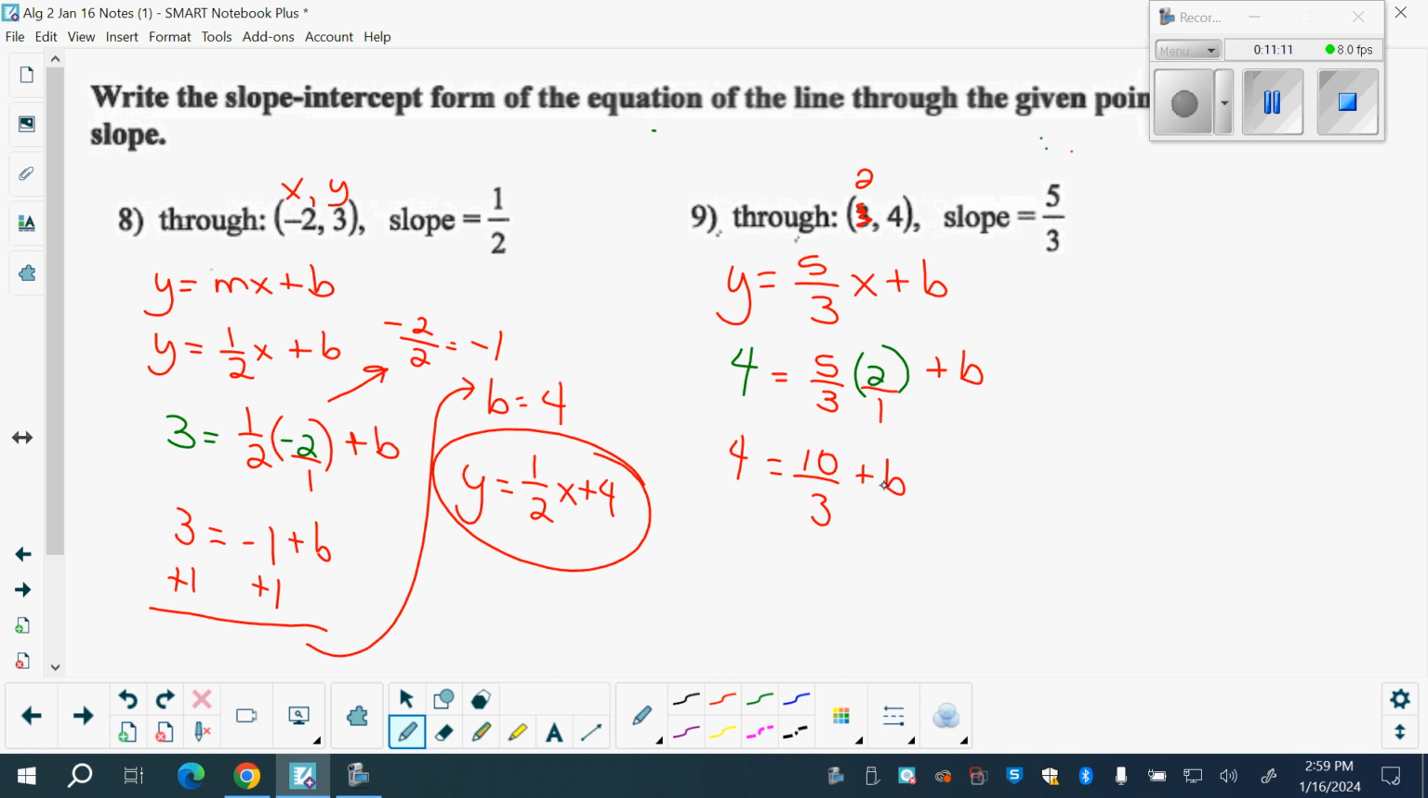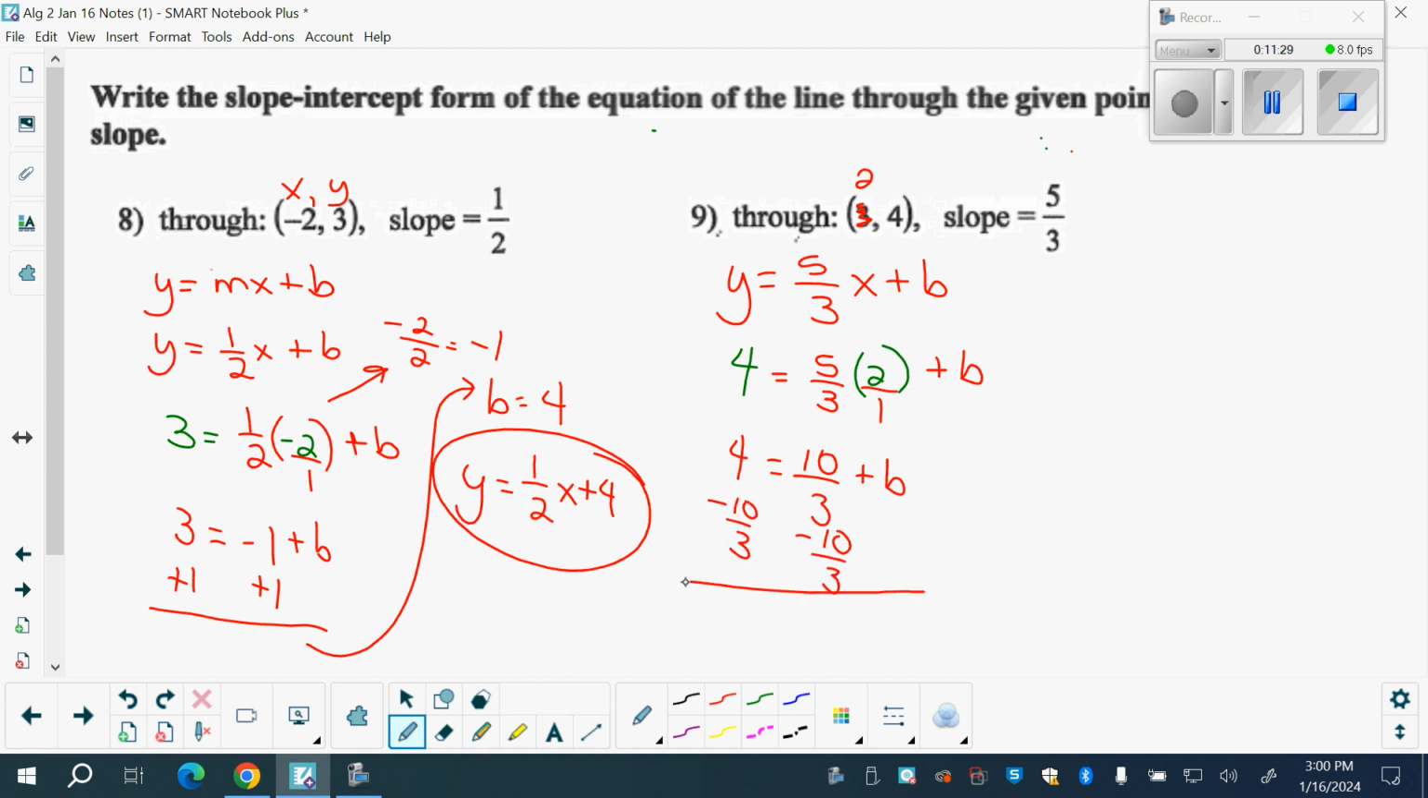It's not going to help us if we multiply by 3. We've got to get, just like we did before, where we added 1 to both sides to get b by itself. We've got to get b by itself. So what do we do to get b by itself? Yeah, minus 10 over 3.